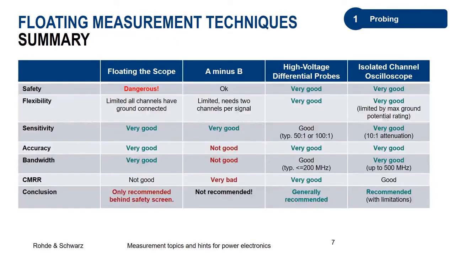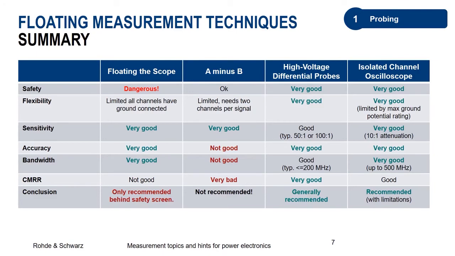Well, comparing all the methods. As mentioned before, floating the scope is first of all dangerous, even though sensitivity, accuracy, bandwidth, all those things can be achieved in a very good way. But the common mode rejection ratio is usually also not great.